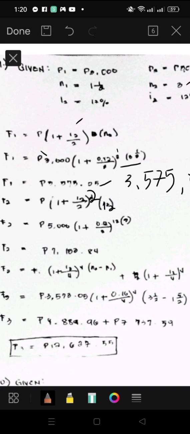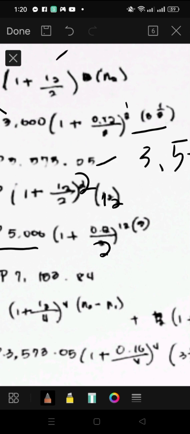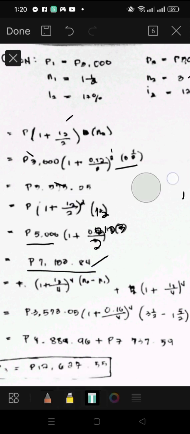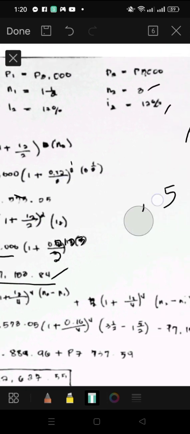So please substitute the given with the value of given value. So 5,000 raised is quantity 1 plus 0.12 over 2 raised to the power of 12 times 3, then multiply by 3. So the answer is F2 equal to 7,153.84. So finding the F3, the future amount is 3.